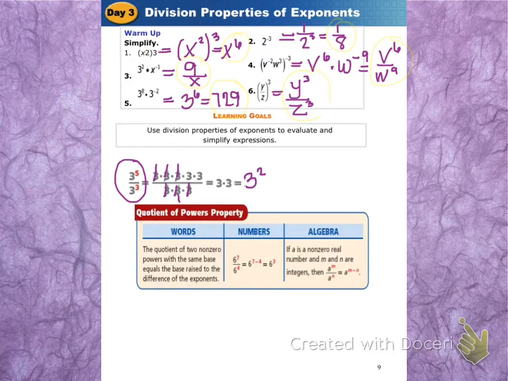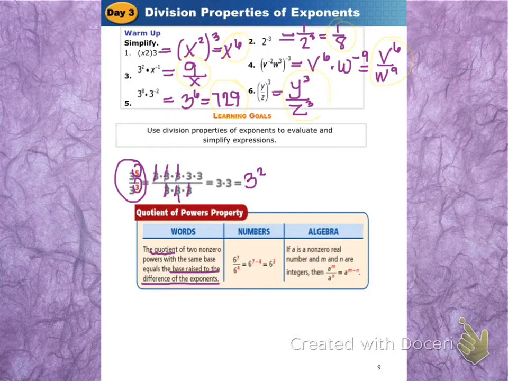The quotient of powers property says this: the quotient, meaning when we're dividing, of two non-zero powers with the same base equals that base raised to the difference of the exponents. Looking back at that example, we had an exponent on the base of 3 of 5 on the top and 3 on the bottom, and our final answer was 3 to the 2nd power, which is the difference between the 5 and the 3.